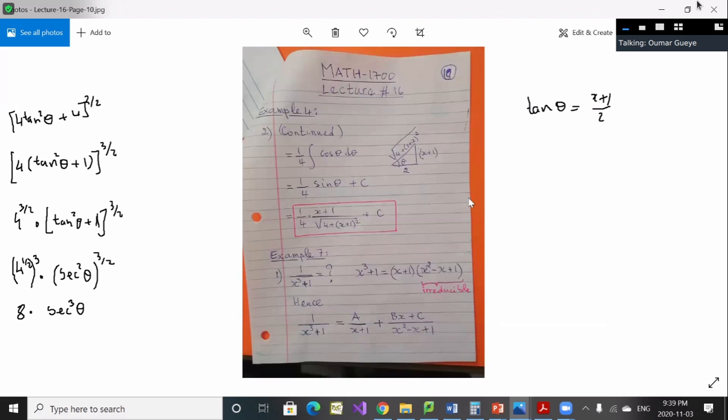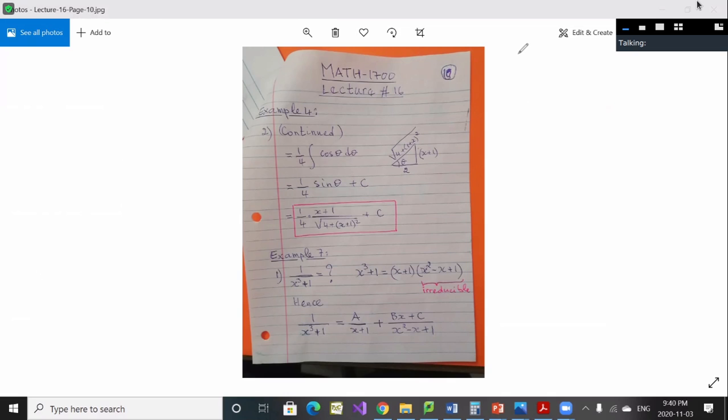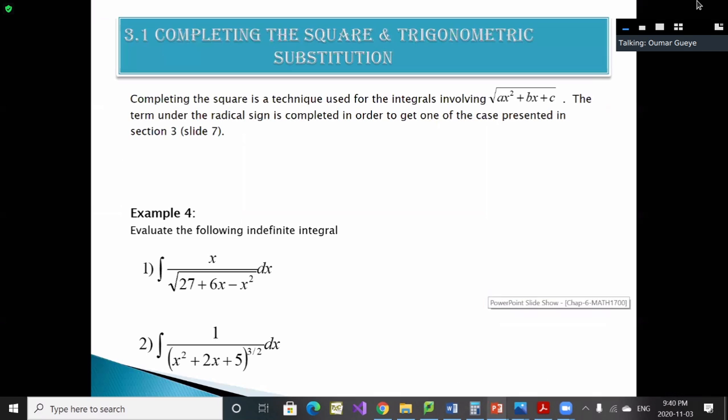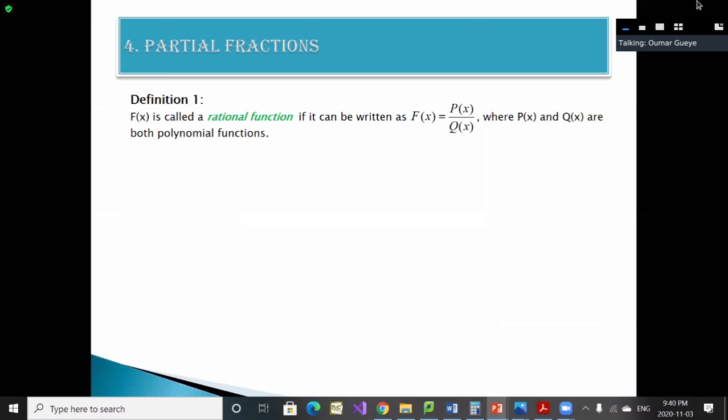All right, so this last example concludes the completing square technique. All right, so now the next method is what we call the partial fractions decomposition, or partial fractions expansion.